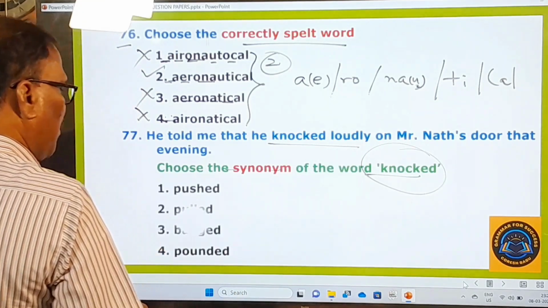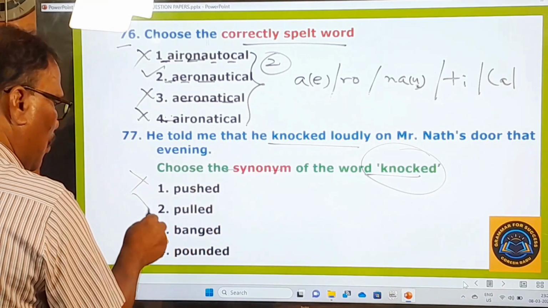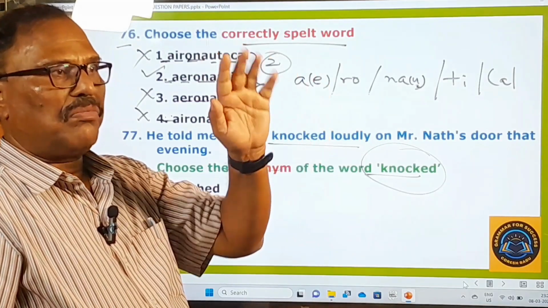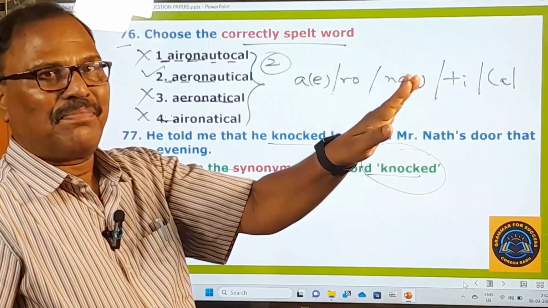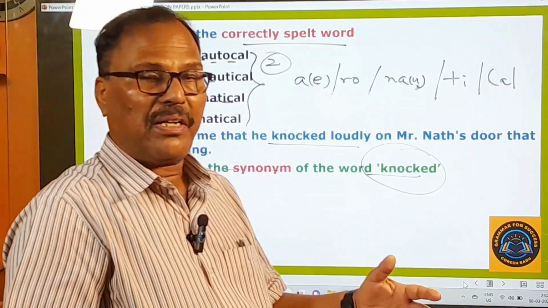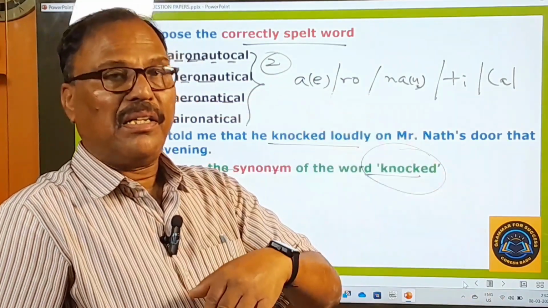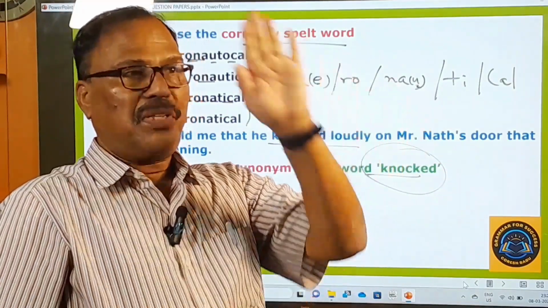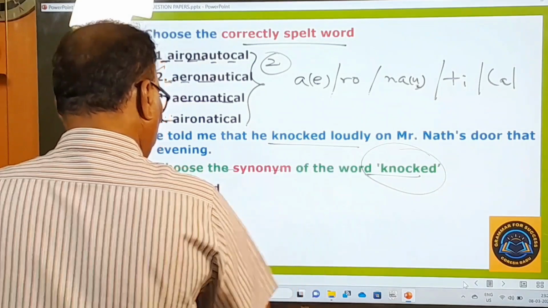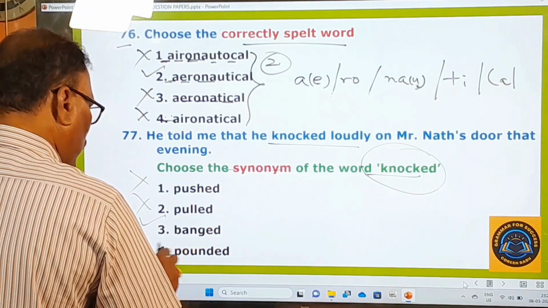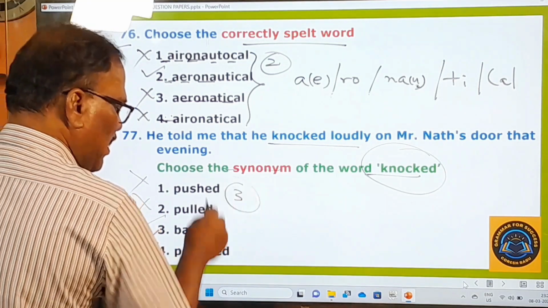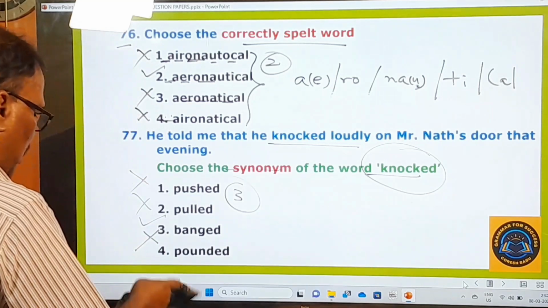Okay, let us look at the options. Pushed, no. Pulled, no. Banged, yes. Banged means beating with the palm on the door. You don't knock it like this. You do it like this. This is called banging. Sometimes if the door is not opened by the people inside, then you start banging on the door. This is called banging. This is called knocking. Anyway, the synonym of this is bang. Okay, that's why this is correct. And pounded means crushed, pushed, pulled, pounded. These are wrong, and only the third one is the right one. And now let's move on to the next question.